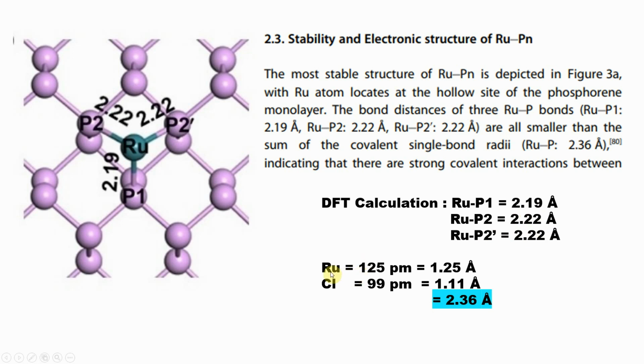If you see, the ruthenium covalent radius is 125 pm. This is a phosphorus atom, whose value is 111 pm. If you divide by 100 you will get 1.11. If you add these two, you will get 2.36. If you compare with this, 2.22 or 2.19 is significantly lower than this. This indicates that this ruthenium and phosphorus interaction is significantly stronger than the single bond covalent radii. So this indicates a strong covalent interaction between these two atoms.